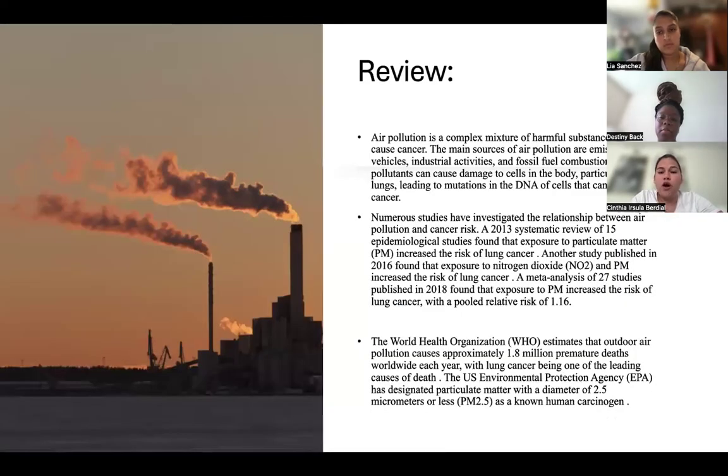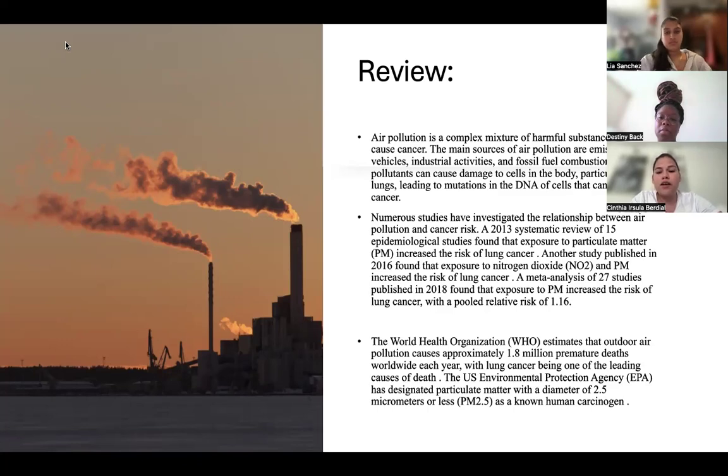Air pollution is a complex mixture of harmful substances that can cause cancer. The main sources of air pollution are emissions from vehicles, industrial activities, and fossil fuel combustion. These pollutants can cause damage to the cells in the body, particularly in the lungs, leading to mutations in the DNA of cells that can cause cancer.